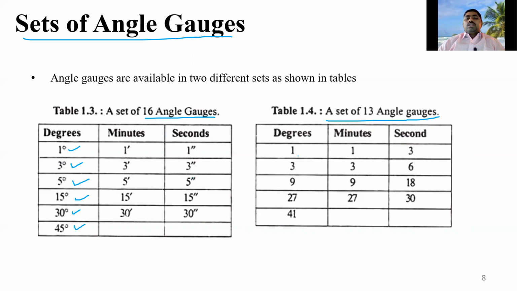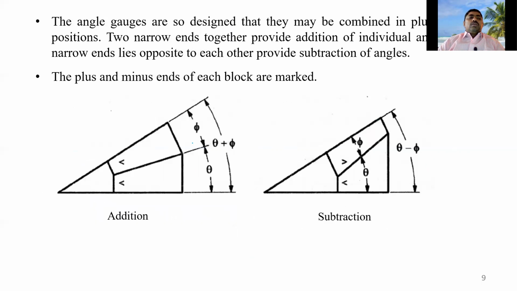Similarly, we have another set of 13 gauges. In this, we have the 1 degree, 3 degree, 9 degree, 27 degree, and 41 degree angle gauges. In minutes also, 1 minute, 3 minute, 9 minute, 27 minute gauges are there. And the seconds gauges are also there: 3 seconds, 6 seconds, 18 seconds, and 30 seconds. By using these angle gauges, we can set the desired angle.